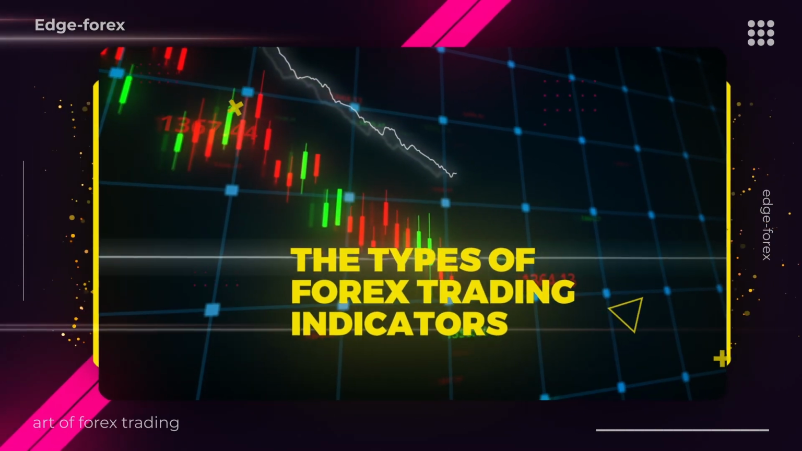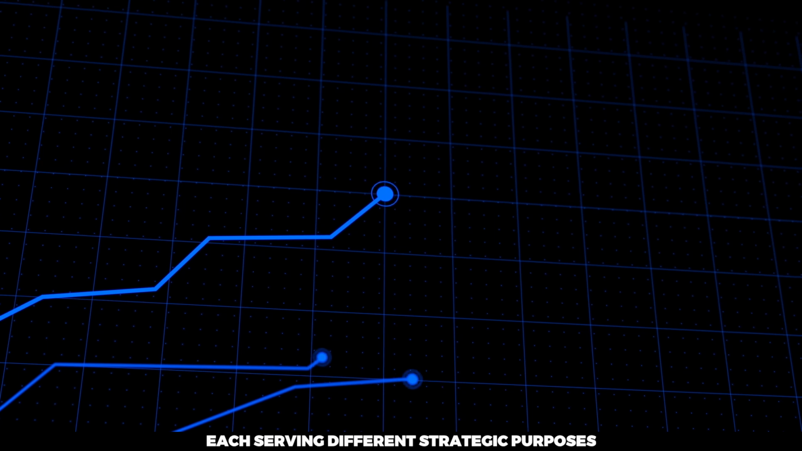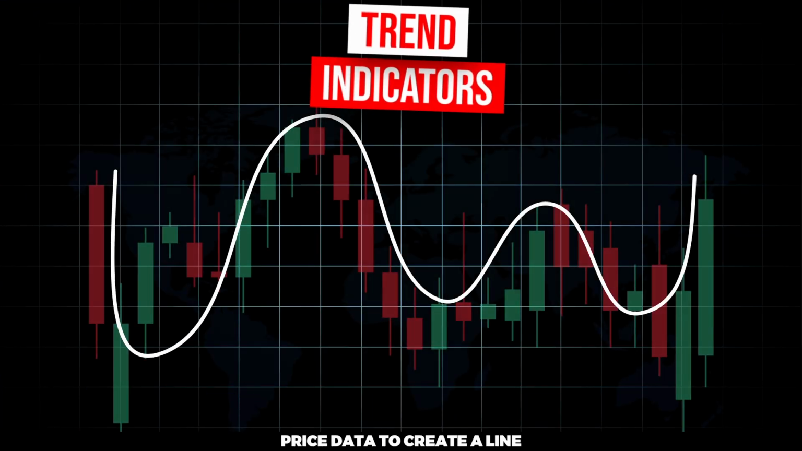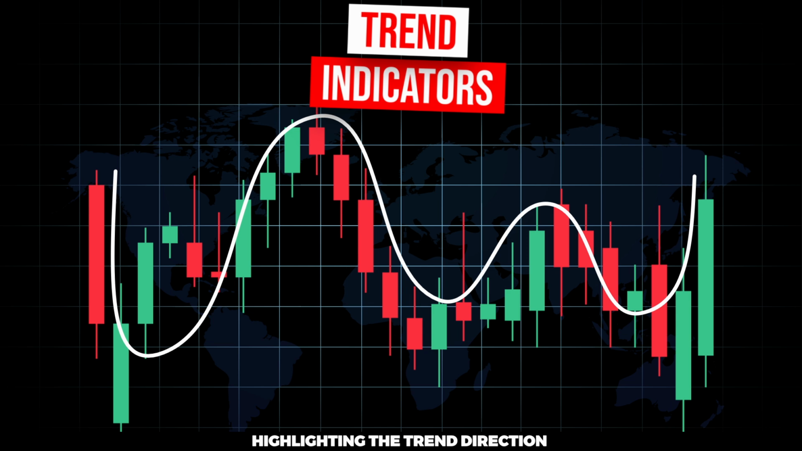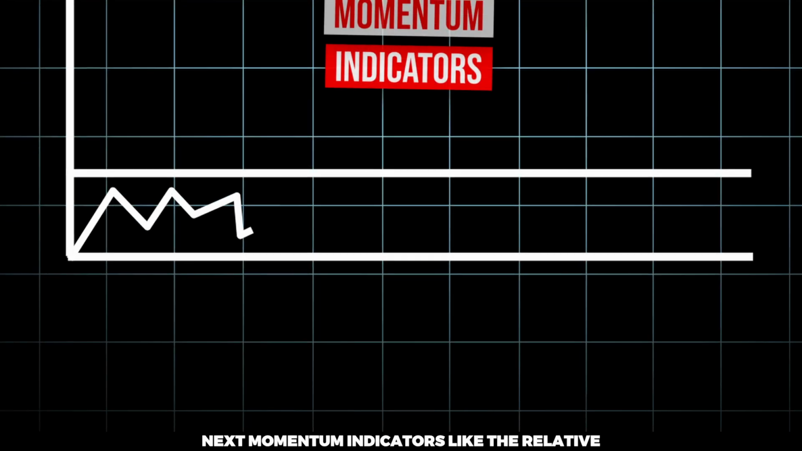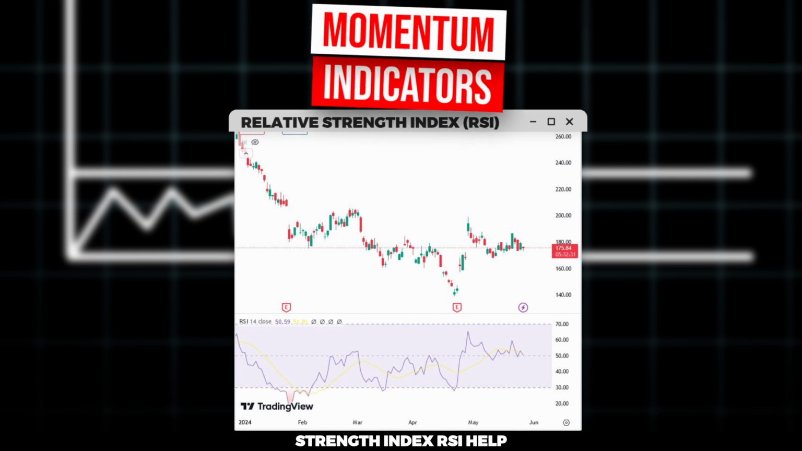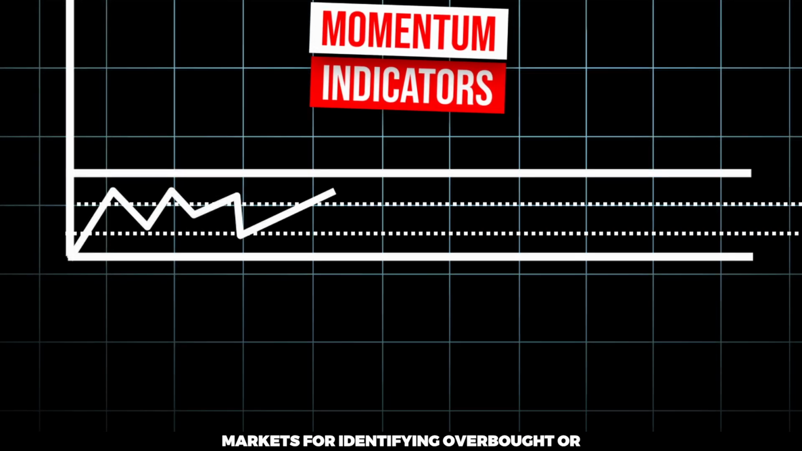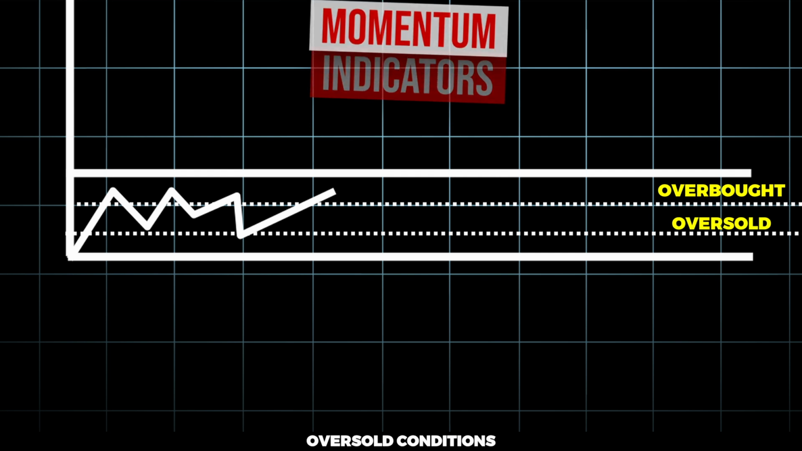Now, let's dive into the types of Forex trading indicators, each serving different strategic purposes. First, we have trend indicators. These smooth out price data to create a line highlighting the trend direction. Moving averages, MA, are a prime example. Next, momentum indicators like the Relative Strength Index, RSI, help determine the strength of price movement, useful in volatile markets for identifying overbought or oversold conditions.